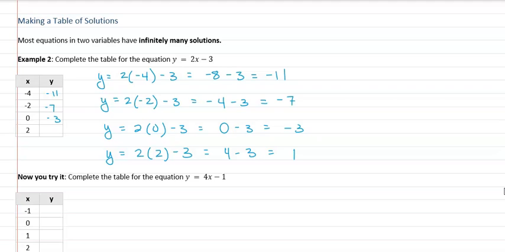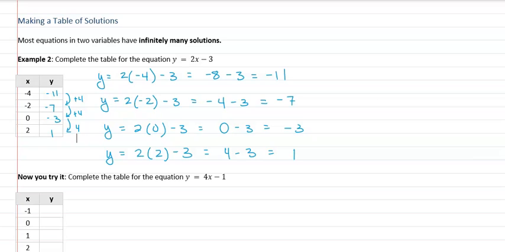-3, and 1. If you look at this, this is a linear equation, so these should go up linearly. This one added 4, this one added 4, and this one added 4. So you should always get that when you complete a table. You should see a pattern.